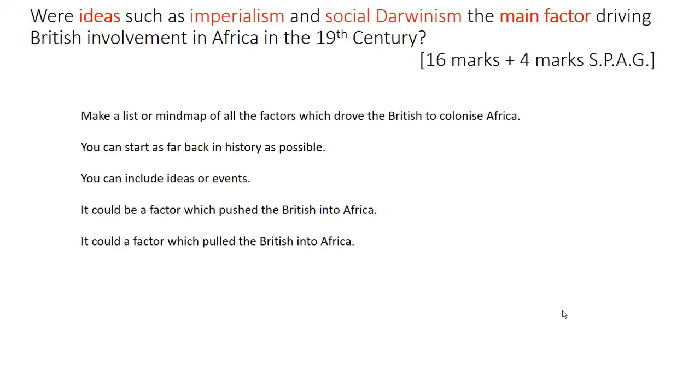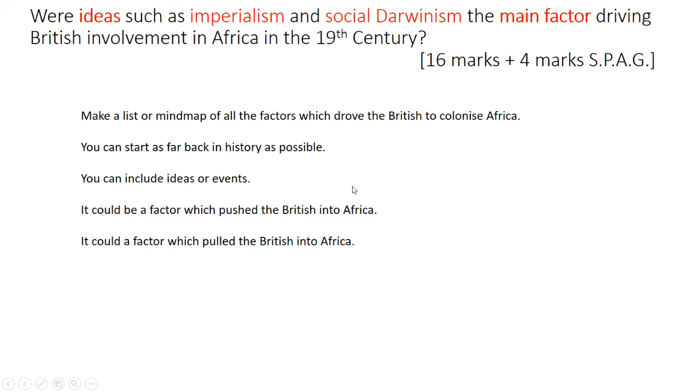Were ideas such as imperialism and social Darwinism the main factor driving British involvement in Africa in the 19th century? The way to approach a big question like this, first of all, is to break it down. We need to think of main factors driving British involvement in Africa. One factor are the ideas, such as imperialism, social Darwinism. But also, there are events that drove British involvement, such as the things that Cecil Rhodes did, such as the things that other European countries did.